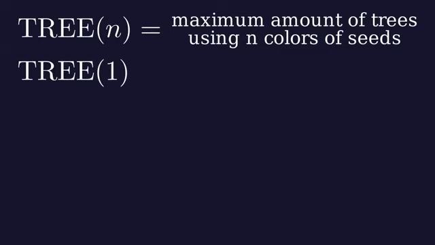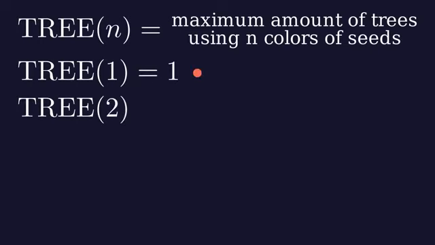Using one color, we can only build one tree, because the first tree will have one seed and any further trees would contain this tree. So TREE of 1 is equal to 1. When we have two colors of seeds, red and green, the first tree has one red seed. The next can't have any red seeds because it would contain the first tree, so we can use two green seeds.